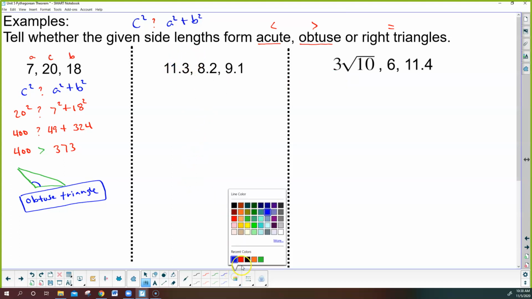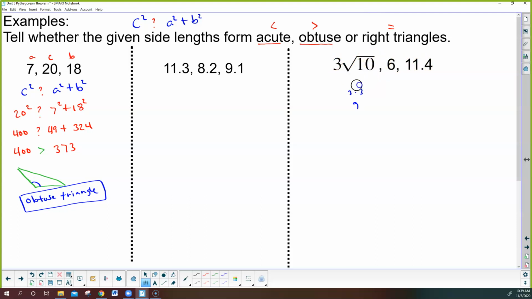Just, I guess the one thing I'll mention here, how do you know which one is C? Is 11.4 bigger than 3 square roots of 10? Well, here's my hint. What if this was the square root of 9? Square root of 9 is 3. This is 3 times 3, so 3 times 3 gives me 9. So this number is bigger than 9, but is it bigger than 11?